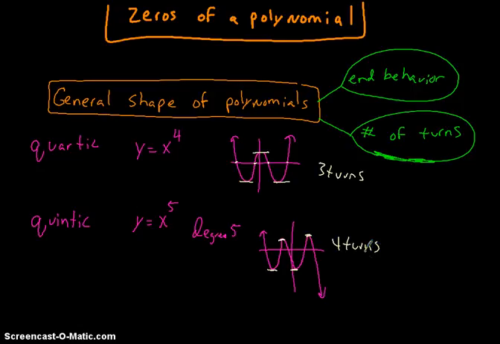That's the general shape of them. Basically, after seeing 5 of those, yeah, I'd have a pretty good idea what the general shape of those graphs are. Let's put them all together. We're going to talk about the end behavior.